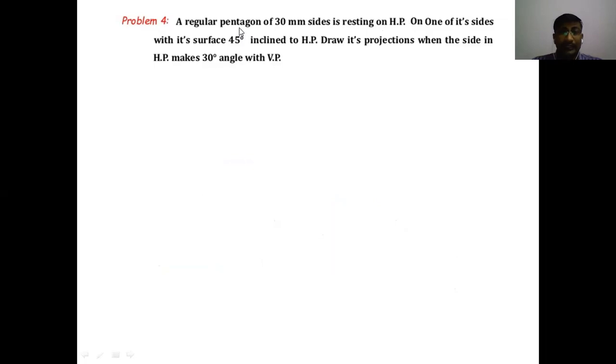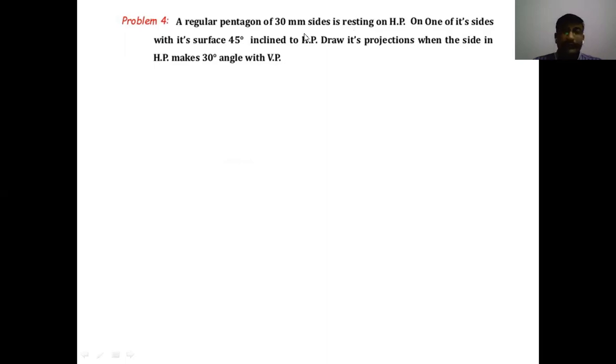Let us go for the fourth problem. A pentagon plane of 30 mm side is resting on HP on one of its sides with its surface 45 degrees inclined to HP. Here the surface inclination is with HP. Draw its projections when the side in HP, whichever side is placed in HP, makes an angle of 30 degrees with VP.